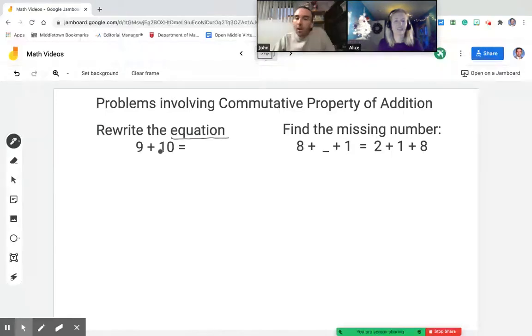So adding a 9 and a 10 together based on the commutative property would be the same thing as adding a 10 and a 9 together. I'm able to rewrite the problem in either order because they're both positive numbers, and addition is commutative, meaning the order does not matter. If I want to, I could also say something like 19 equals 10 plus 9.